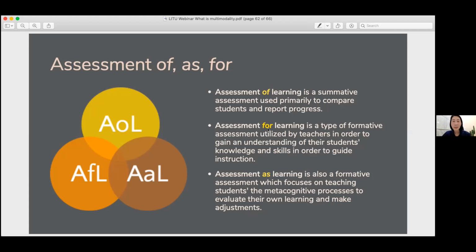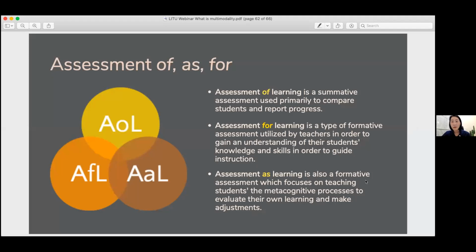The first one is assessment for learning, which is AFL. It is a type of formative assessment utilized by teachers in order to gain an understanding of their students' knowledge and skills in order to guide instruction. So you should have formative assessment throughout your class or your lessons, right? To see what students already understand and what they still struggle with, so that you can adjust your lessons accordingly.